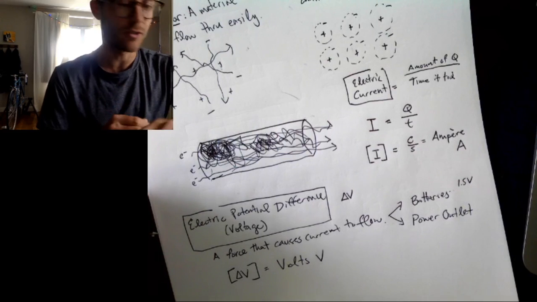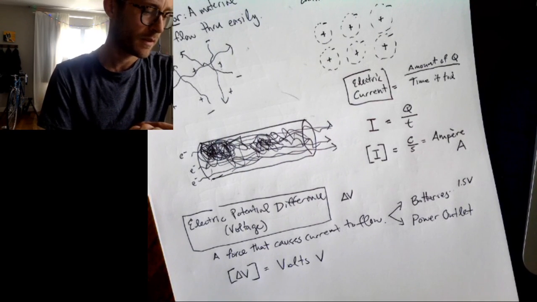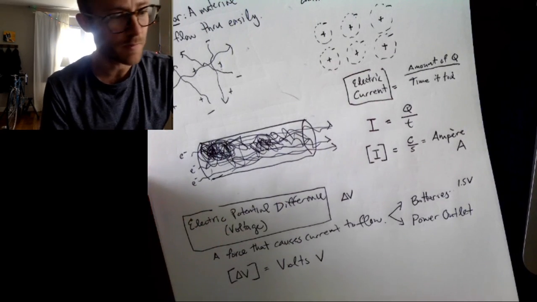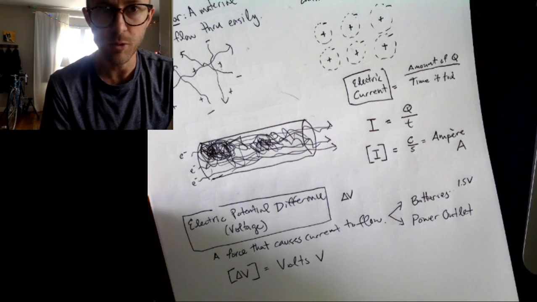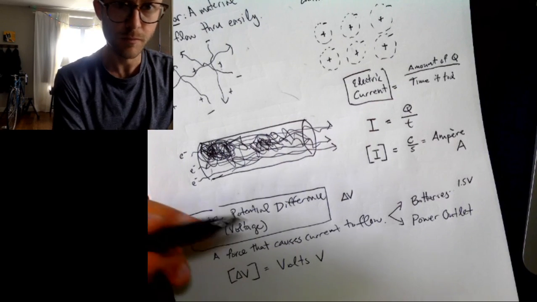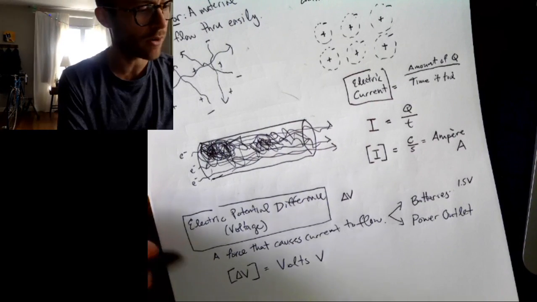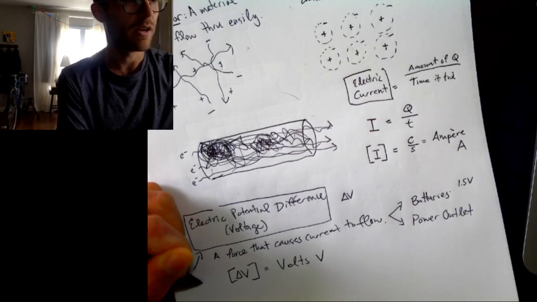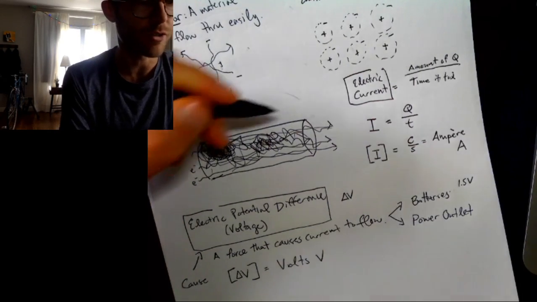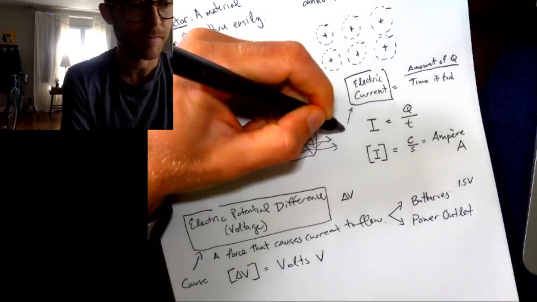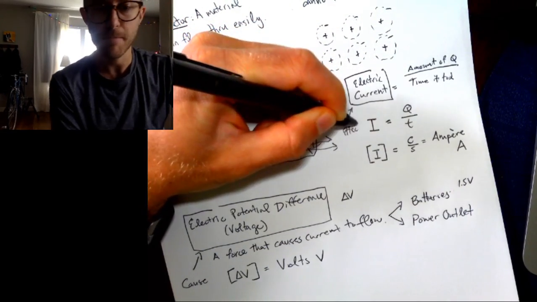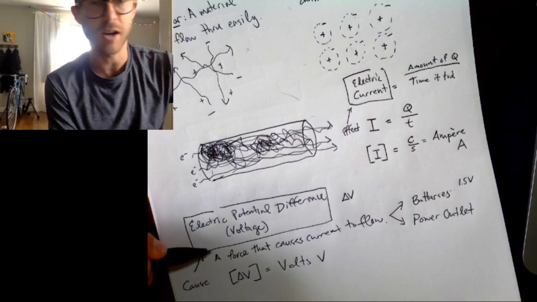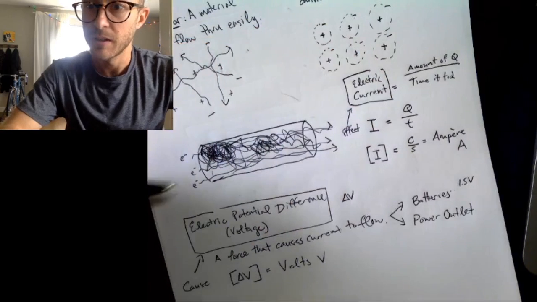So different devices have different voltages. Okay, different forces. So you could think about the electric potential difference as the cause, and you could think about electric current as the effect. Okay? So electric potential difference causes electric current to flow.